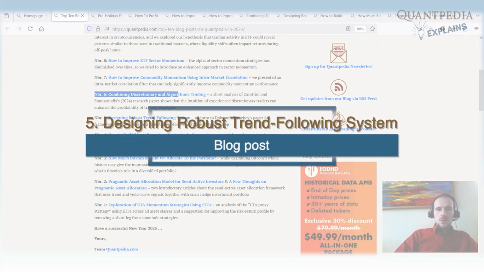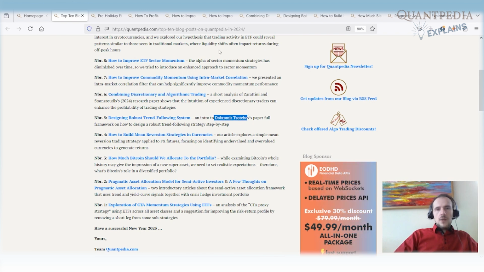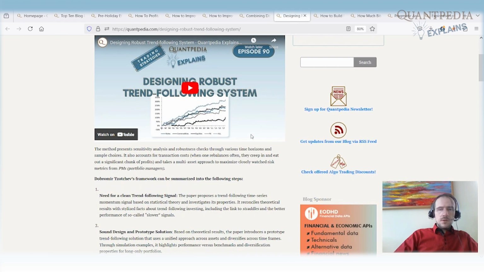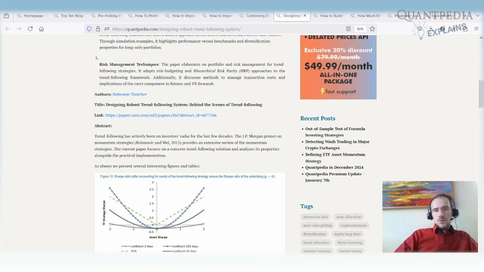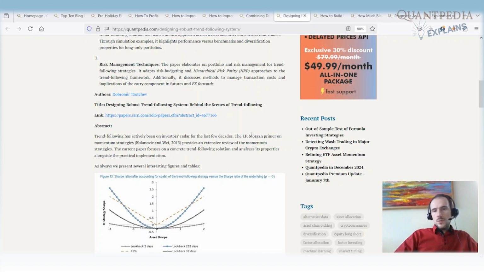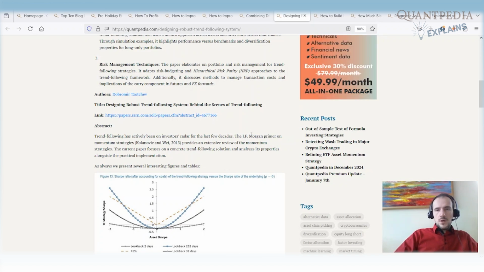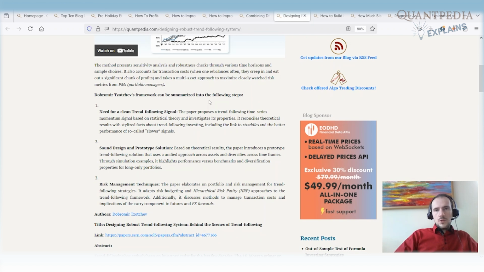Once again, this is not our article, it's a review of the paper written by Dobromir Tsotchev, and it's a very nice framework for how to build a robust, diversified, multi-asset trend following system using futures. So if you are trading diversified futures, I really recommend you to review this paper. You may know a lot of the tricks that are in the paper, but maybe some of the tricks that are new to you can be implemented in your fund or in your trading strategies. So I really recommend you to read this paper. It's number 5 over the year 2024 in popularity on Quantpedia.